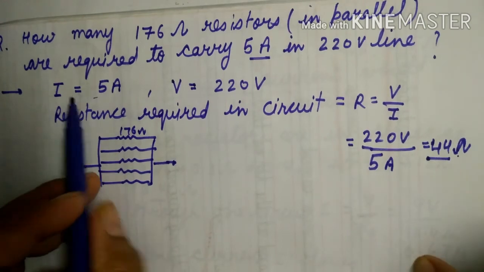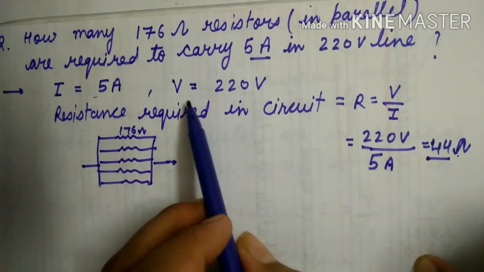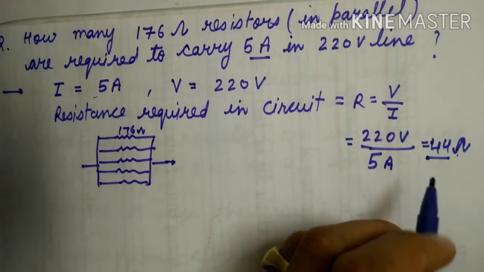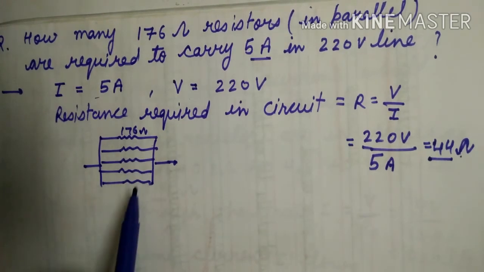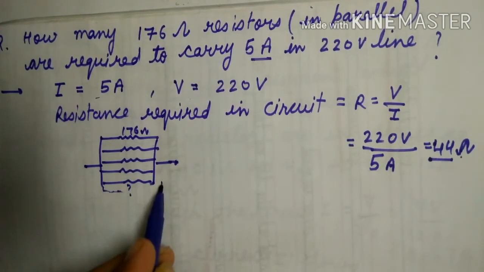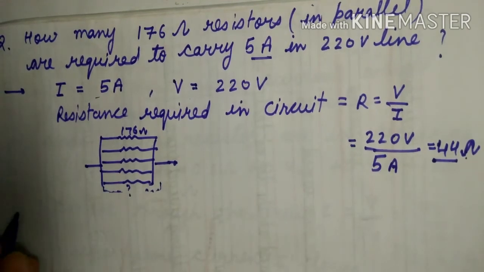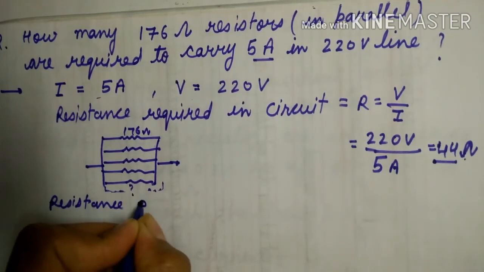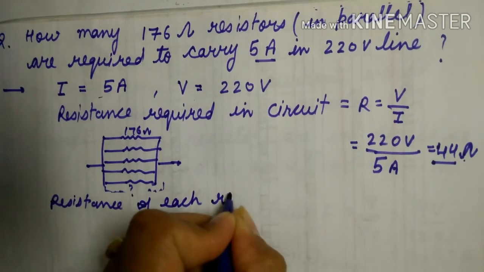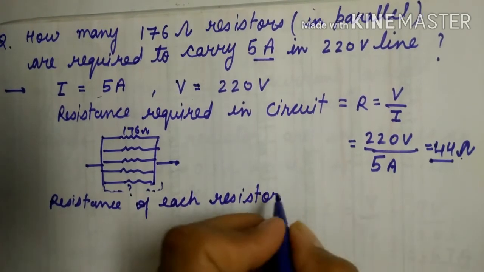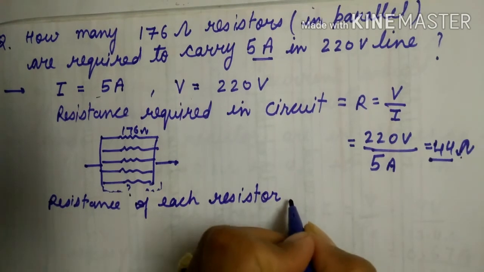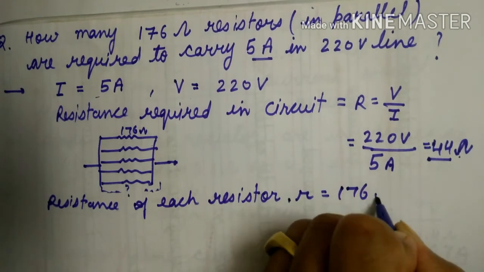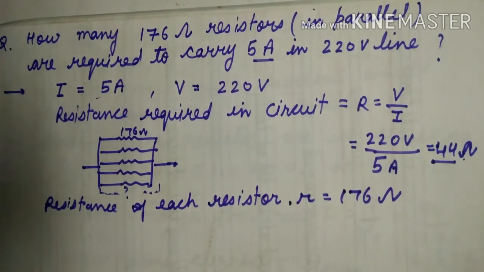In this current is given, potential difference V is given, total resistance we have obtained. So now the number of resistors, how many resistors are required in this question, this we will find. So resistance of each resistor R is 176 ohm. It is given.